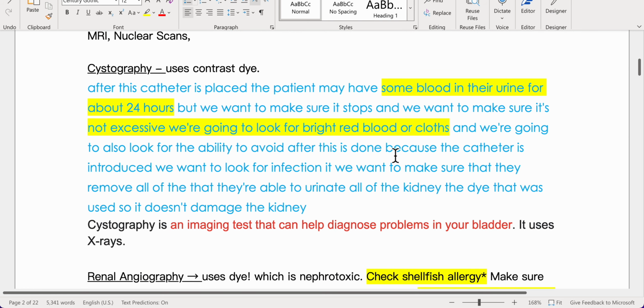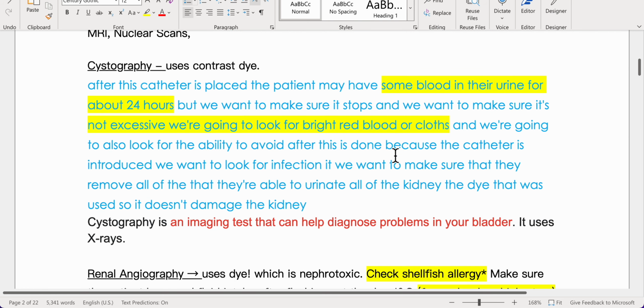We're going to look for bright red blood or clots, and we're also going to look for the ability to void after this is done, because the catheter is introduced. We want to look for infection.